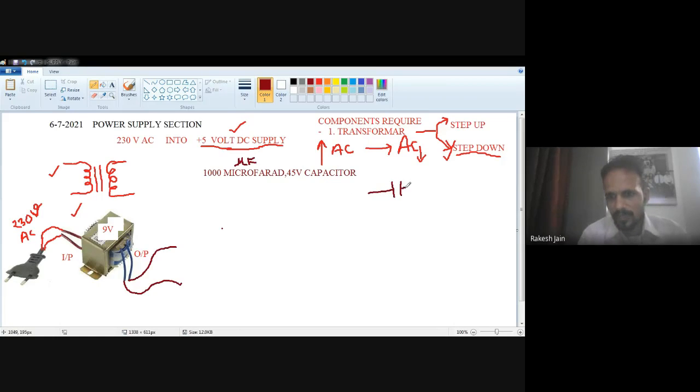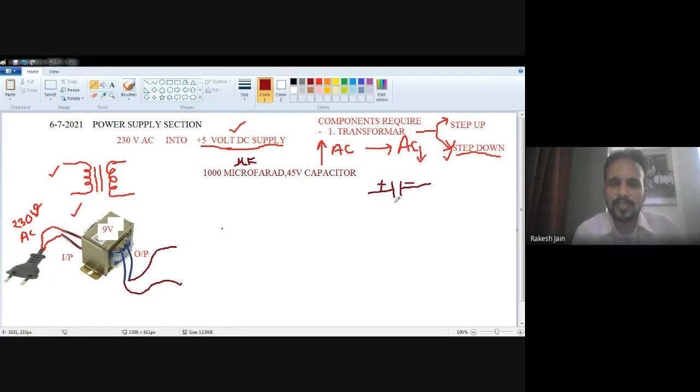When you purchase a capacitor from the market, there are always 2 kinds of capacitor. Remember this. One is the electrolytic capacitor and the second is the non-electrolytic capacitor. How do you differentiate them? Very simple definition: the capacitor on which plus and minus are mentioned is the electrolytic capacitor. Or we can say the capacitor in which one terminal is long and one terminal is short is the electrolytic capacitor.